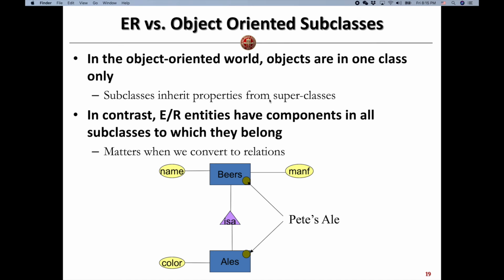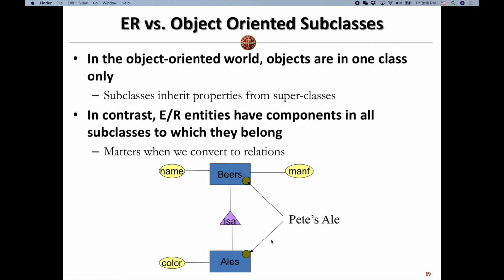However, in the ER model, these ER entities may have components in all the subclasses to which they belong. What does this mean? Let's assume based on the ER diagram we show here, we want to insert some data tuples about Peter's ale. We need to insert this data into our database system. For Peter's ale, we have the name, the manufacturer, as well as the color. So the data will be divided into two parts. The name and the manufacturer will be stored in the beers, and the color and the remaining information will be stored in the ales instead. In other words, the data will be divided into two tables, depending on which part it belongs to, and it will be stored in two tables as well.